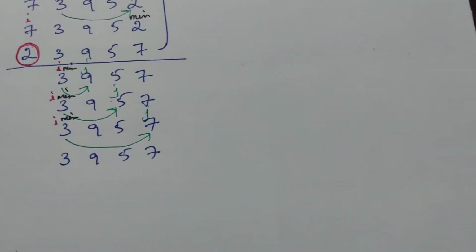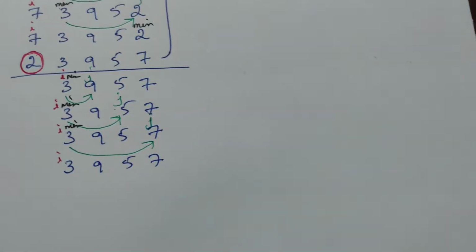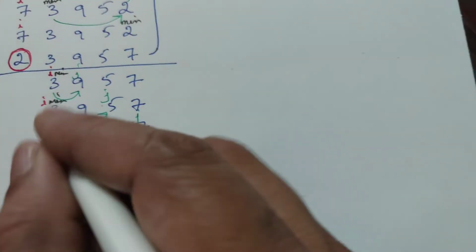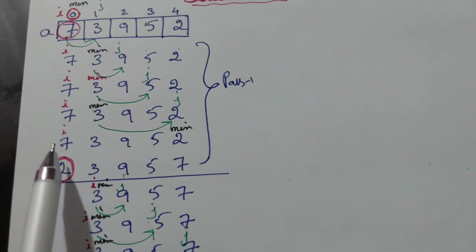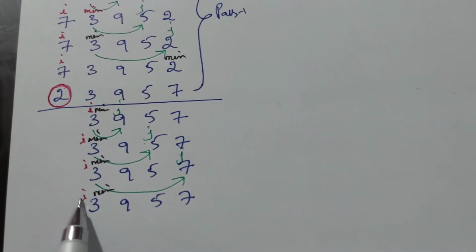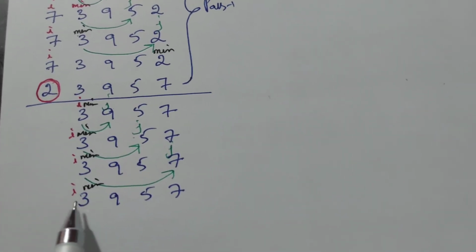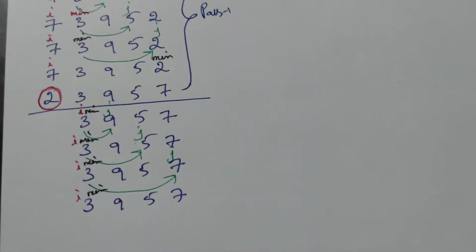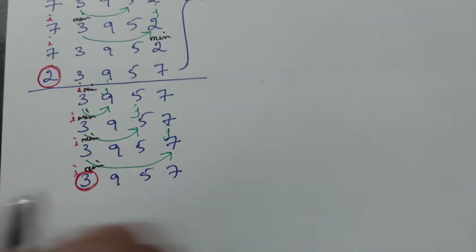So now this is my I and this is my min position. What did we do here? We swapped the ith element and the minimum position element. Here also the same thing, we are swapping the ith element with the minimum, and both are the same. I am swapping 3 with 3. So that means now I found the second minimum element and we keep it at the second position.